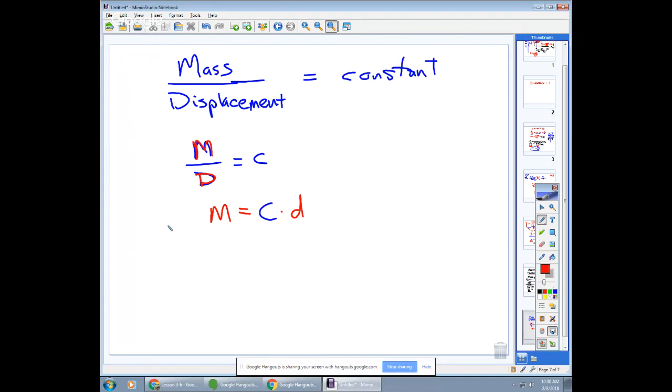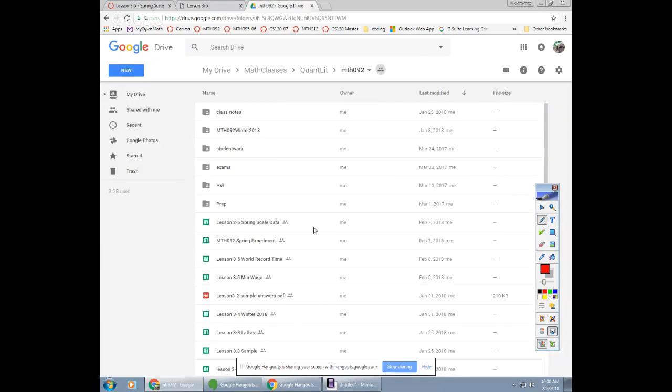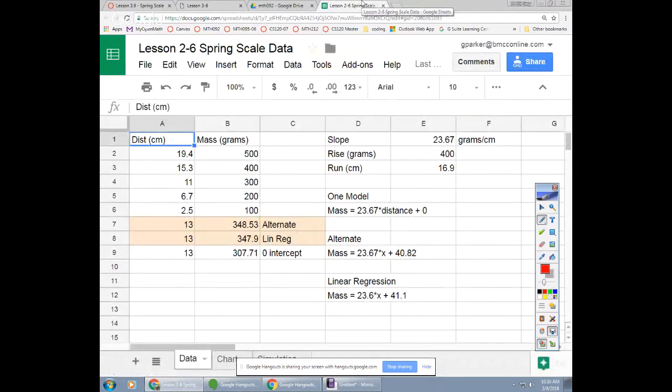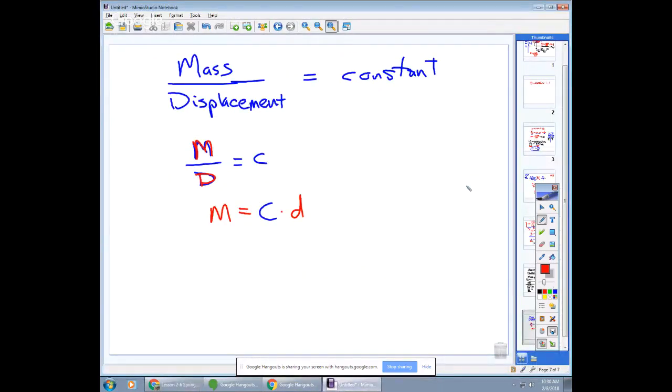So if I happen to know a mass and a displacement, then I can figure out what the constant is for a spring. So I'm going to go grab one of my numbers here. So for example, Daisy and I noticed that for displacement 11, we had a mass of 300. So for my and Daisy's experiment the other day, we found that for a mass of 300, we had a displacement of 11. So that would be our spring constant right here. And every spring has a different constant.